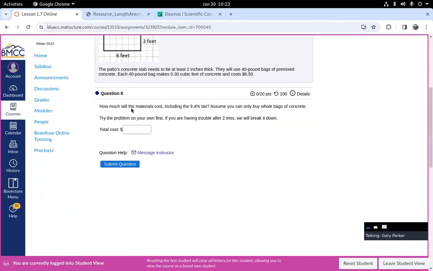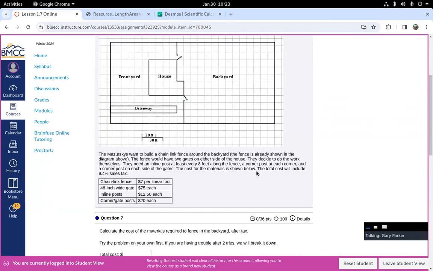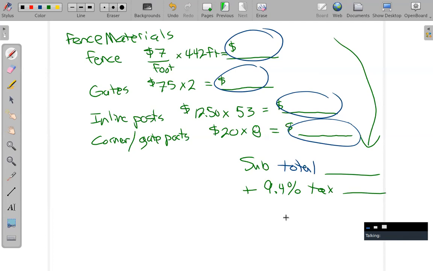Forgot about that. Back up here. I did read the instructions, but I forgot. We've got to include sales tax on that. So let's go back and finish that. Let's see. 9.4% sales tax. So we're going to need the total. So this is really a subtotal here from those items. And then we need to add on to that 9.4% sales tax. And then that will give us the real total.